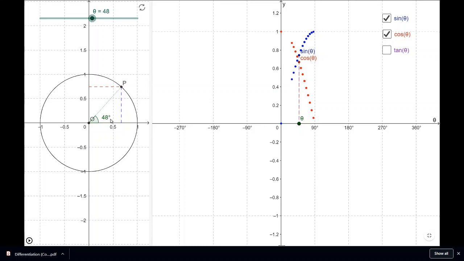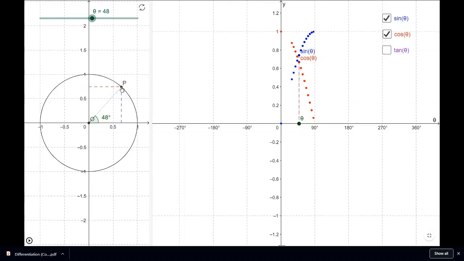When my angle is 48 degree, if you look carefully, my sine is positive because sine is vertical line. Vertical line is coming in the positive y direction, so this is a positive value. Cos is my horizontal line, and in a unit circle, cos is my horizontal line, and that is also positive because it is in this direction, first quadrant. X and y are positive, so my sine and cos are positive.